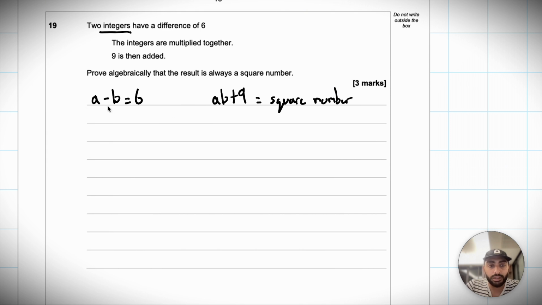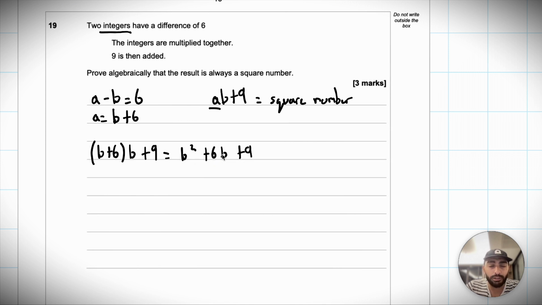Let's rearrange this so that we have a is equal to, if I add b to both sides, I get 6 plus b, or I'll write it as b add 6. So a is equal to b plus 6, and now I can substitute it into here. I'm going to replace the a with b plus 6. So b plus 6 multiplied by b plus 9, and let's see what we get. So b times b gives me b squared, 6 times b gives me 6b, and then I've got that 9 on the end.